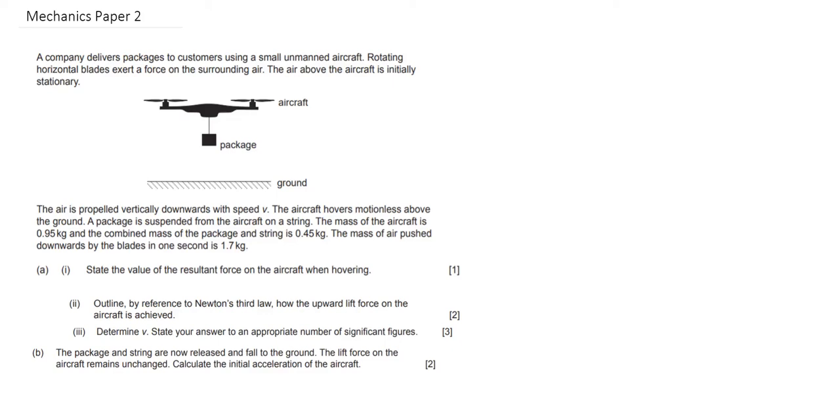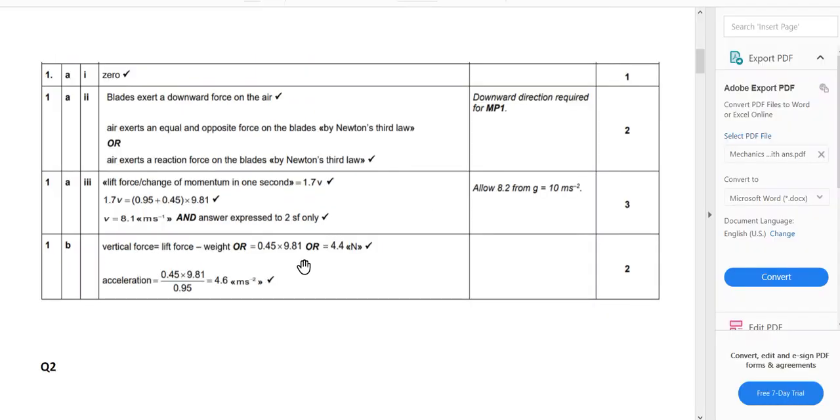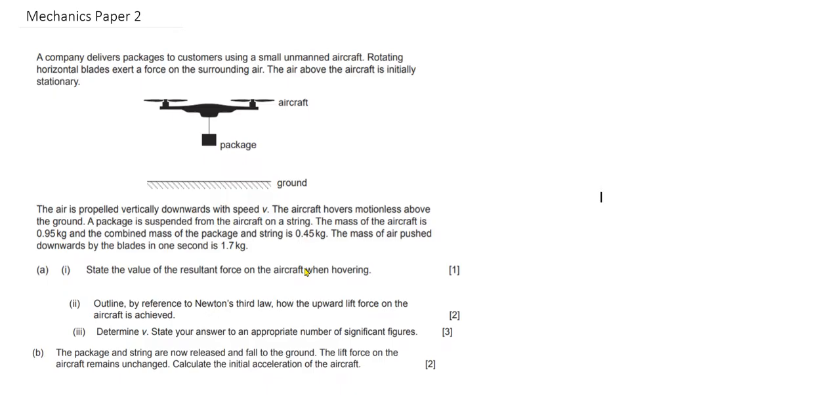In the drone, they try to push the air downwards, isn't it? So the rotor is trying to push the air downwards. Now, according to Newton's third law, the air will also push the rotor upwards, isn't it? So that is what we mean by Newton's third law. Let me just write this down.